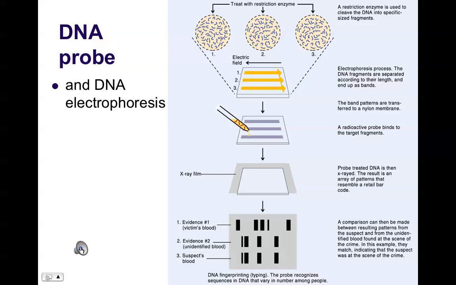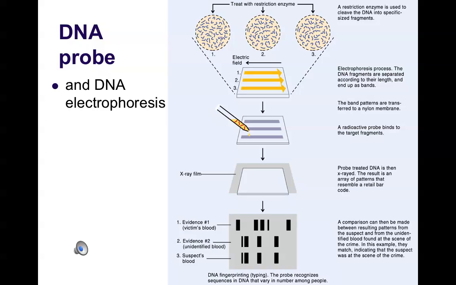Here we have a more specific example of the use of DNA probes, reporter genes, and DNA electrophoresis. At the top, we have 3 specimens of DNA that are treated with the same restriction enzyme. We're going to create fragments of different mass and size, and then we're going to separate those fragments in an electric field through a gel called agarose.